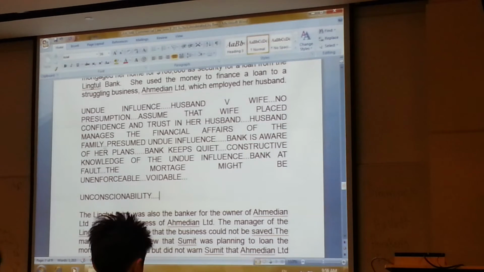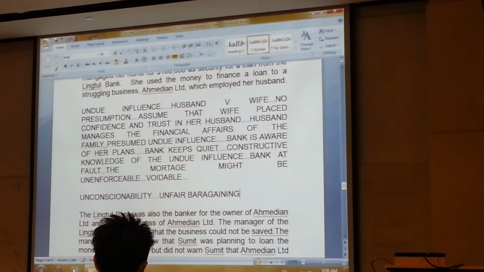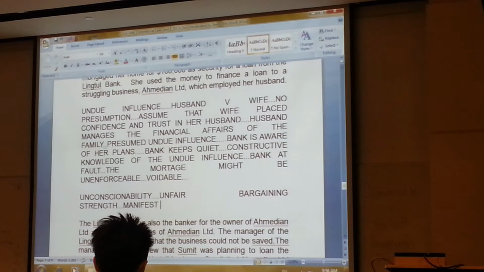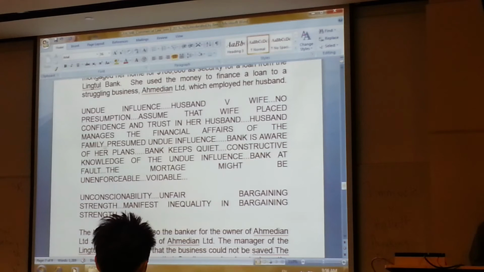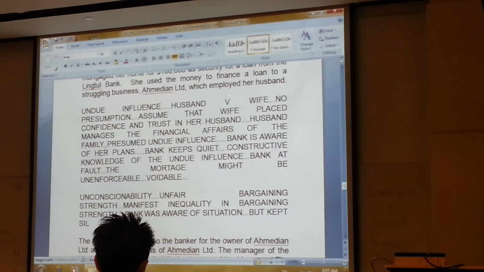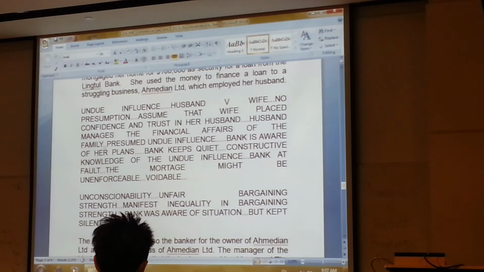So it's a very unequal or unfair bargain. They call this, class, manifest inequality in bargaining strength. The bank was aware of the situation, but kept quiet. So you can quote the Amadio case.